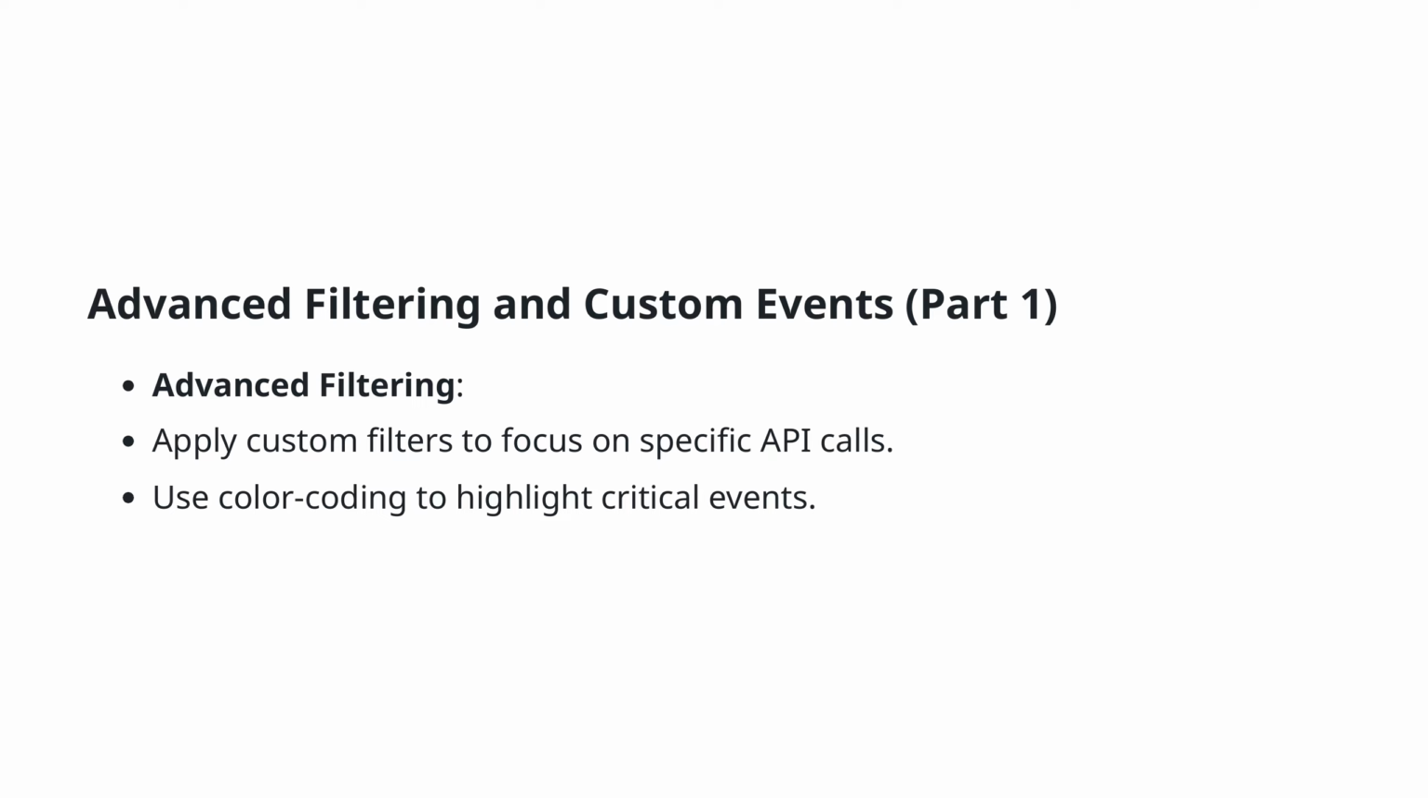Color coding these filtered events enhances visualization, making it easier to spot critical actions and anomalies. These advanced filtering techniques are particularly useful when dealing with large volumes of network traffic, as they help isolate the most pertinent information quickly. Now, let's delve into how to create custom events based on unusual API patterns, such as detecting unauthorized activities or shadow resource creation in AWS.